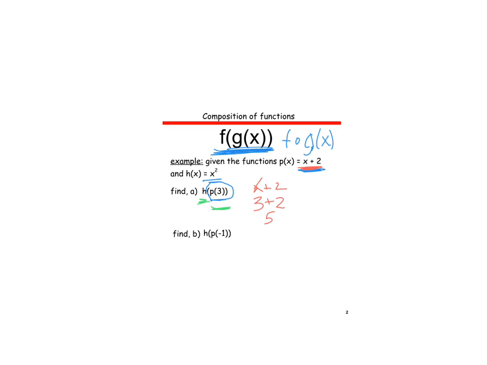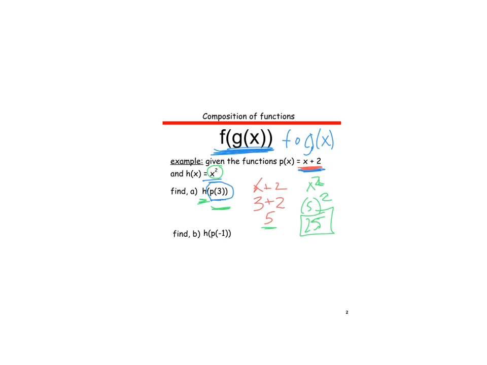So over here, h is the x squared. I'm going to plug in my answer that I got for p of 3, which was 5, and I'm going to plug it in here. So now I have 5 squared is 25. So my final answer then would end up being 25. Hopefully that makes sense. It's double substitution. I plugged in the 3 for p, and then my answer was 5, and I plugged that in for h. Again, the innermost parentheses come first.